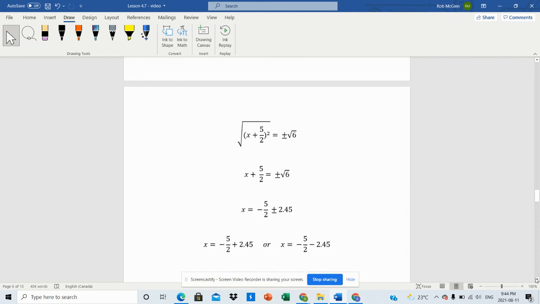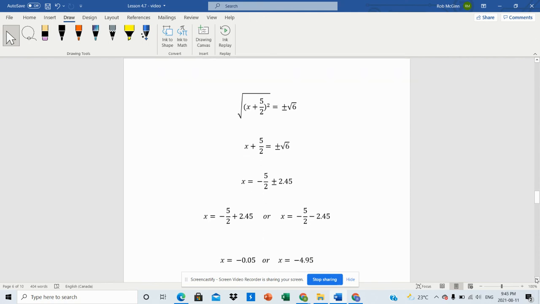And now I'm just simply going to solve. 5 halves is 2.5, so I'm just going to use decimals here. Negative 2.5 plus 2.45 is going to be minus 0.05. And over here, minus 2.5 minus 2.45 is going to be minus 4.95. So those are my x-intercepts at x equals negative 0.05 and x equals negative 4.95.